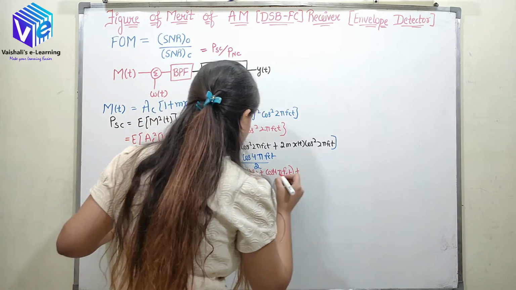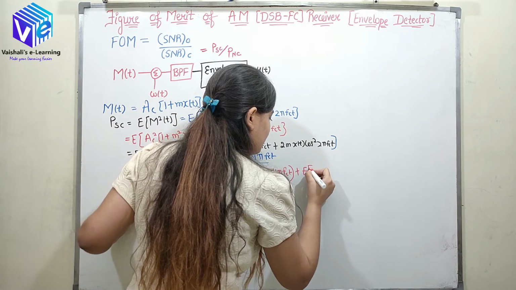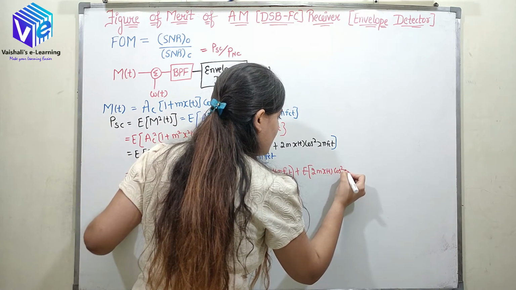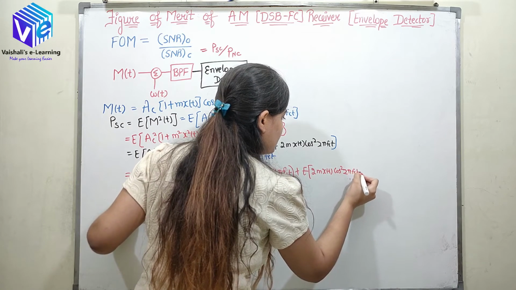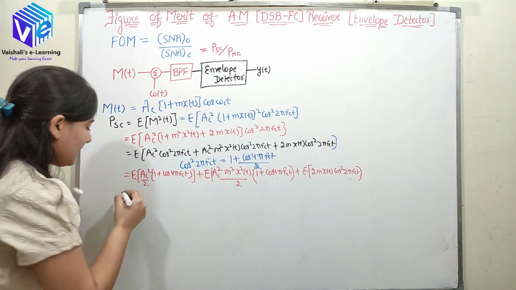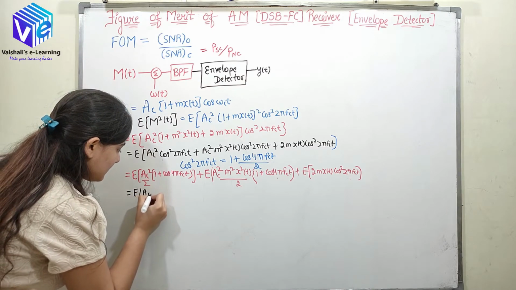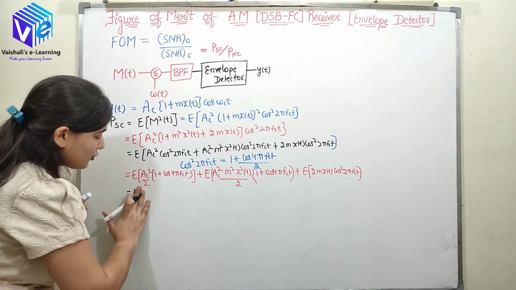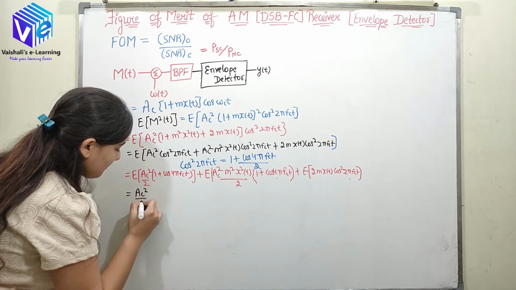So now here this is E of 2m x(t) cos²(2πfct). Here I have not changed cos square, I'll be telling you why. So here we have E of Ac² upon 2, which will be Ac² upon 2. So here I am directly putting it as Ac² upon 2.